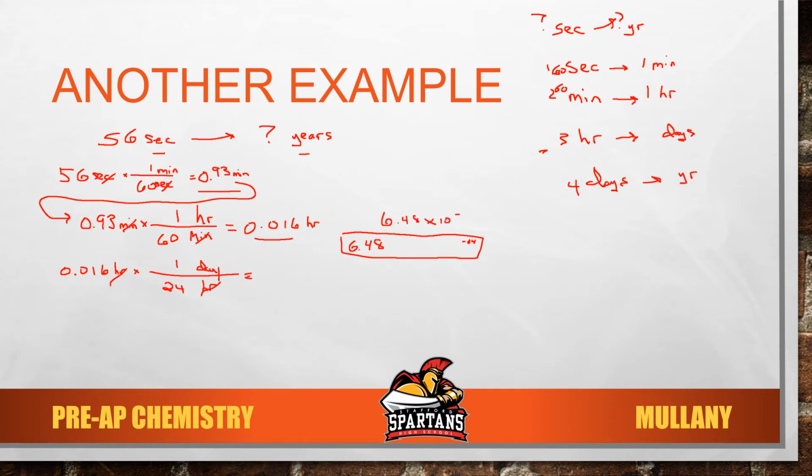We'll talk about this in a month, but basically it means you're going to move the decimal point 4 places over. So it's 0, 1, 2, 3, 4. So the decimal point is 1, 2, 3, 4, 6, 4, 8. All right, we'll talk about that. Okay, days. D-A-Y. So 6.48 times 10 to the negative 4, or 0.00648 days.